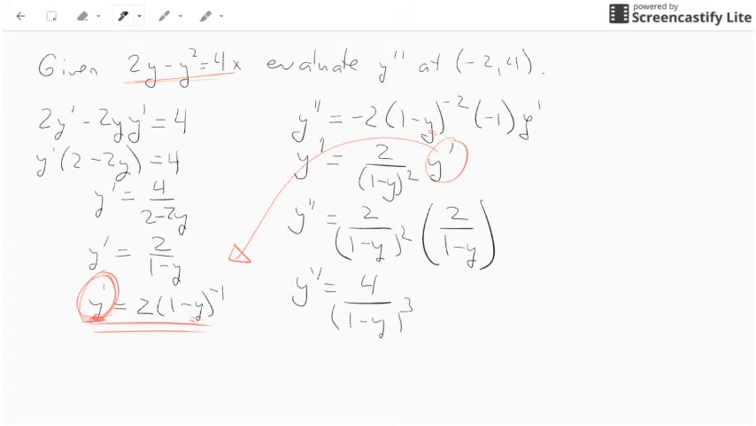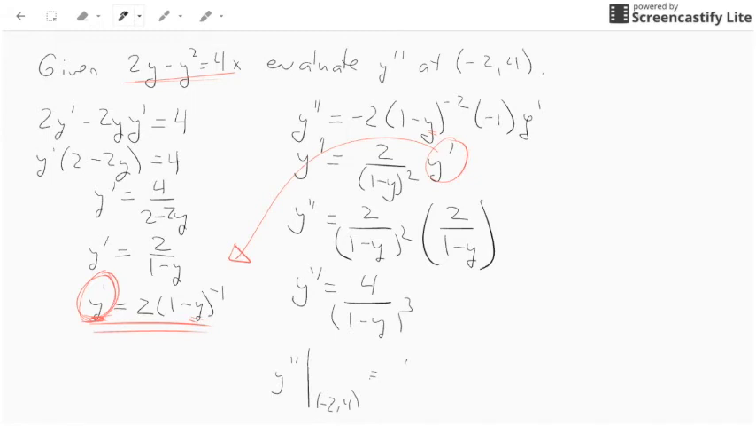Now, to evaluate that at the point negative 2, 4, I'm going to plug in the values of my variables. So I've got this second derivative, and I'm going to evaluate that at the point negative 2, 4. But the interesting thing about this is that the second derivative doesn't depend on the x-coordinate explicitly, only implicitly. In other words, there's no x that appears in this second derivative. All that appears there is the y.